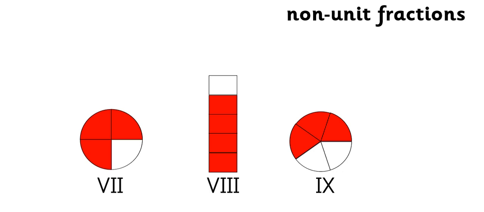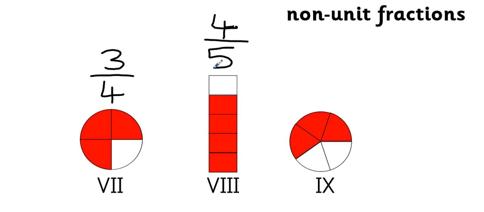Number 7. There are 3 parts coloured in out of 4 altogether. 3/4. This is a very important fraction that we will look a lot more at this week. 3/4. Number 8, VIII. There are 4 parts coloured in and 5 parts altogether, 4/5. IX, or number 9, there are 3 parts coloured in and 5 parts altogether, 3 out of 5, 3/5.